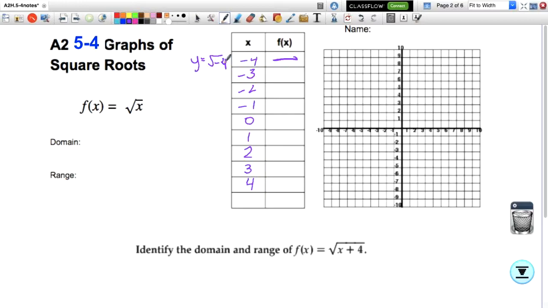So think about this. What's the square root of negative 3 going to be? Well, square root of a negative can't have it. Square root of negative 2 can't exist. Square root of negative 1 is by definition i, but i is not graphable on this plane. Okay? So now we're down here.